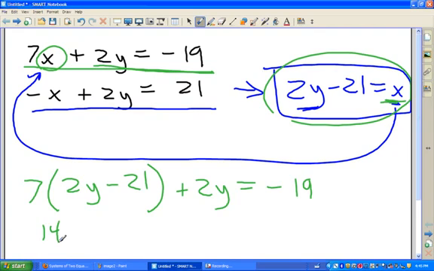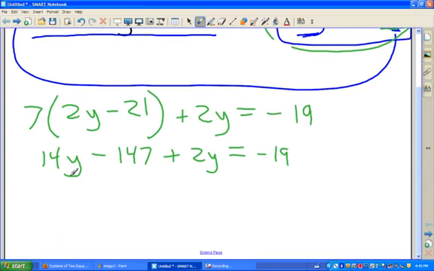I'm going to get 7 times 2y is 14y. 7 times minus 21, I don't even know what that is. Got to get out my calculator for that. Okay, 147 it looks like. So minus 147 if I'm doing this right, plus 2y, this one remains unchanged, equals minus 19. I need some more space here. So now 14y plus 2y gives me 16y minus 147 equals minus 19.